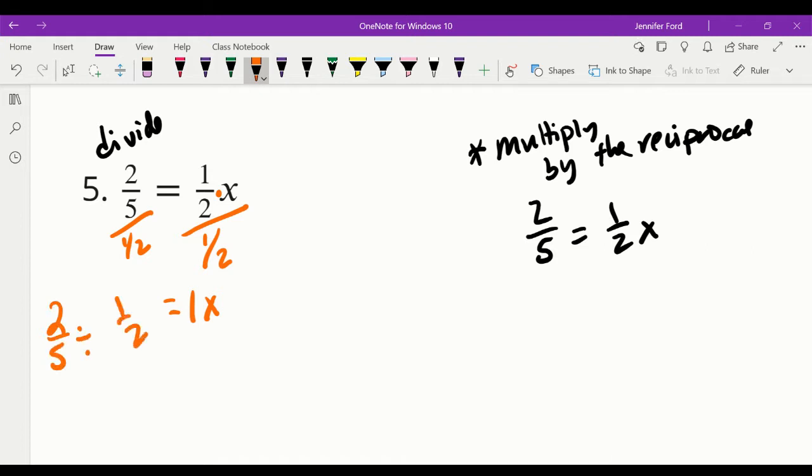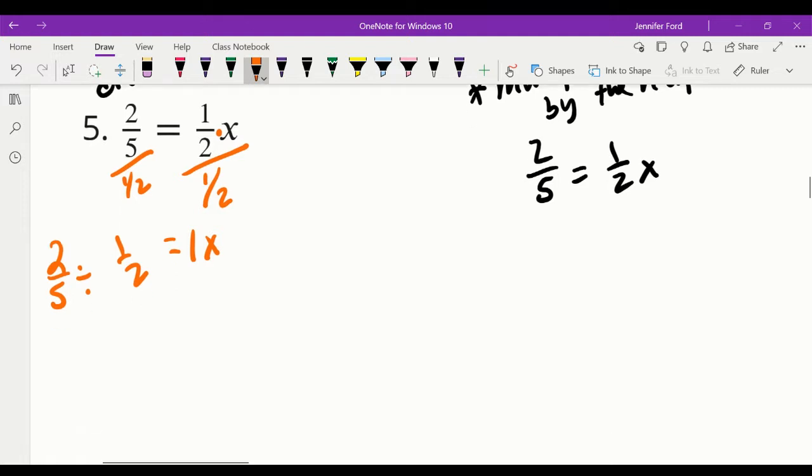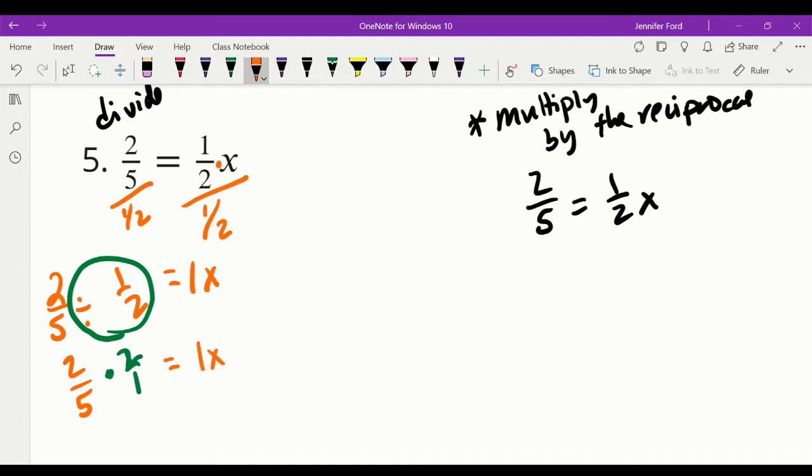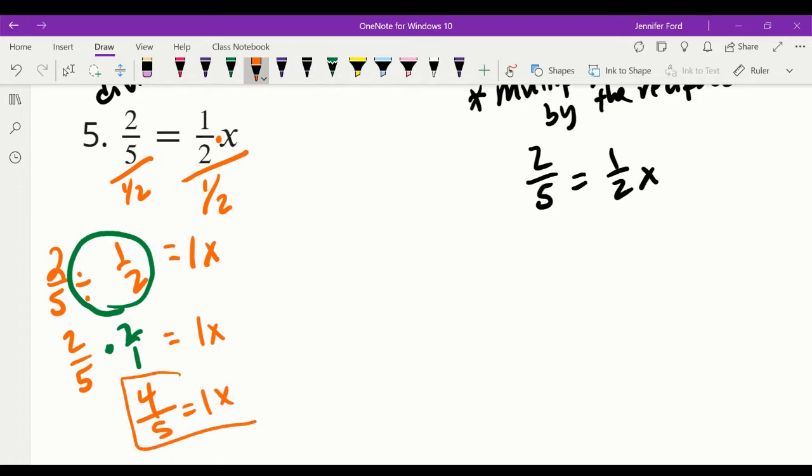And you can write that as a division sentence using the division symbol, or you can write it as a fraction. When I'm actually evaluating, I find it easier to do it this way. Okay. Then remember, when we divide by a fraction, that's the same thing as multiplying times the reciprocal. So it's going to be 2/5 times 2/1 equals 1x. 2 times 2 is 4. 5 times 1 is 5. So x equals 4/5.